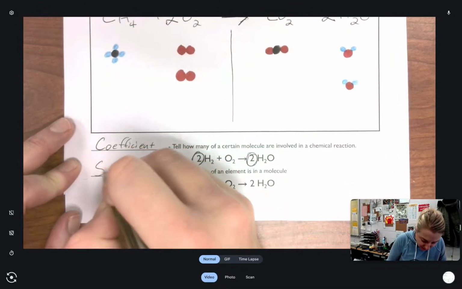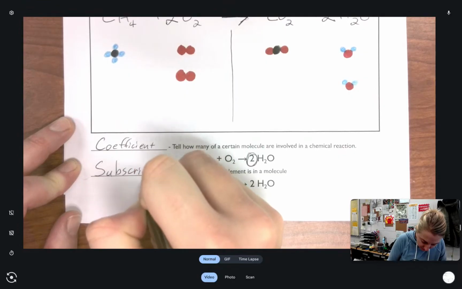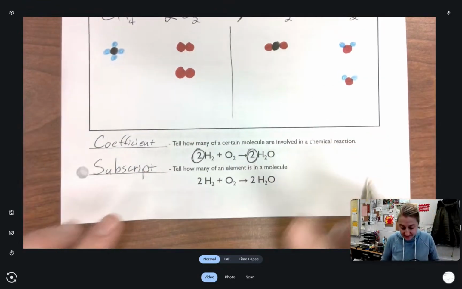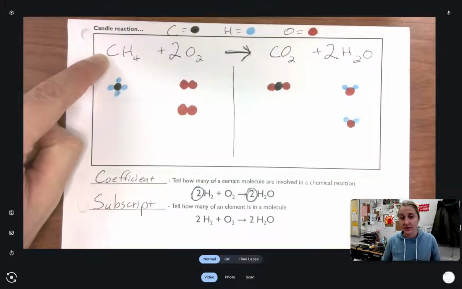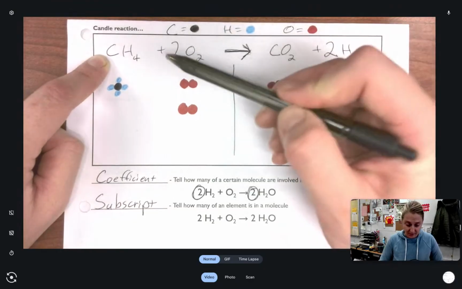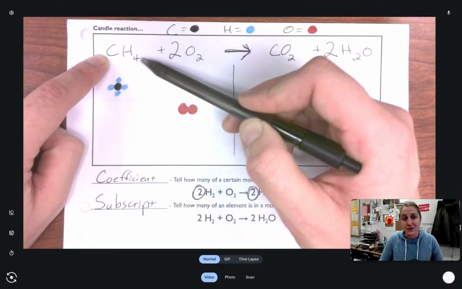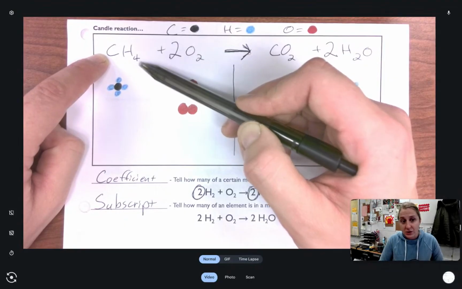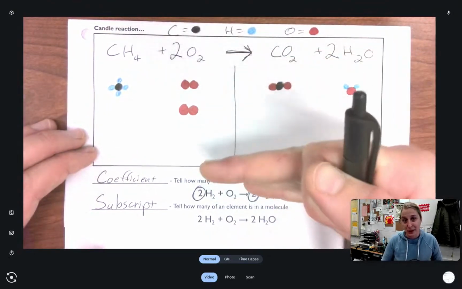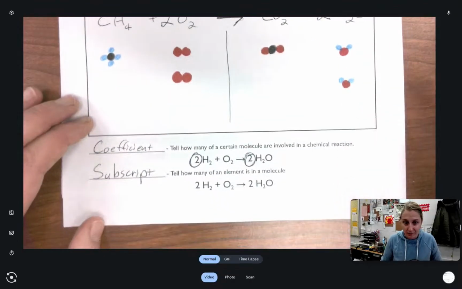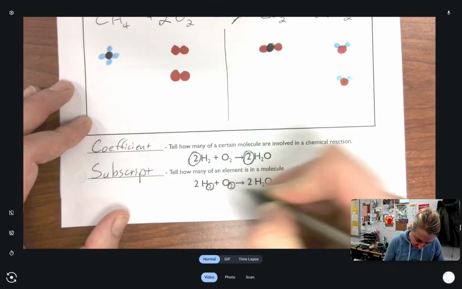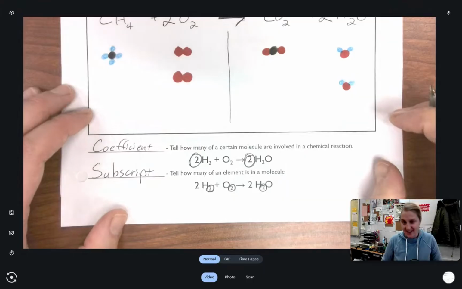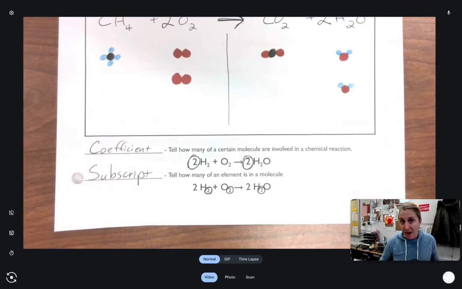Next, we've got subscript. Now this tells how many of an element is in a molecule. For instance, up here, I knew that there was only 1 carbon because it didn't have a subscript, and I knew that there were 4 hydrogens because it had that 4 subscript. So that subscript, sub means below, script means writing, so it's the writing below. So circle your subscripts, and that's the end of your notes. Now don't forget there is a back side to this paper, so you can move on to that next.